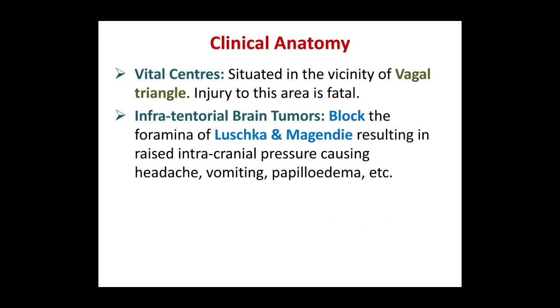Here, vital centers are situated in the vicinity of the vagal triangle. Injury of this area is fatal. In case of infratentorial brain tumors, a block will occur in the foramina of Luschka and Magendie. This results in a rise in intracranial pressure, causing headache, vomiting, papilledema, etc.